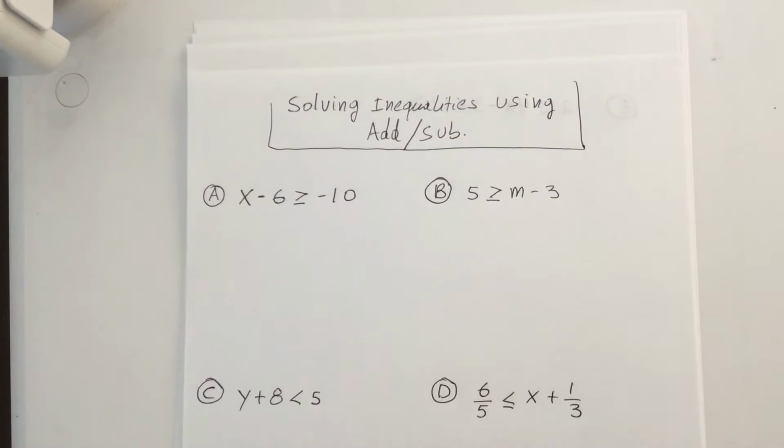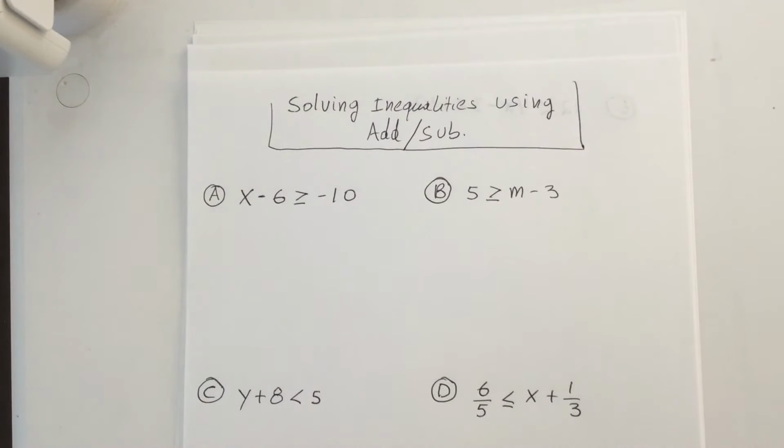All right, now we're going to be learning how to solve inequalities using addition and subtraction. The difference between an equation and an inequality is that a linear equation usually only has one answer, and an inequality has multiple answers. It's a set of answers. Okay, so let's try to do the first example here.